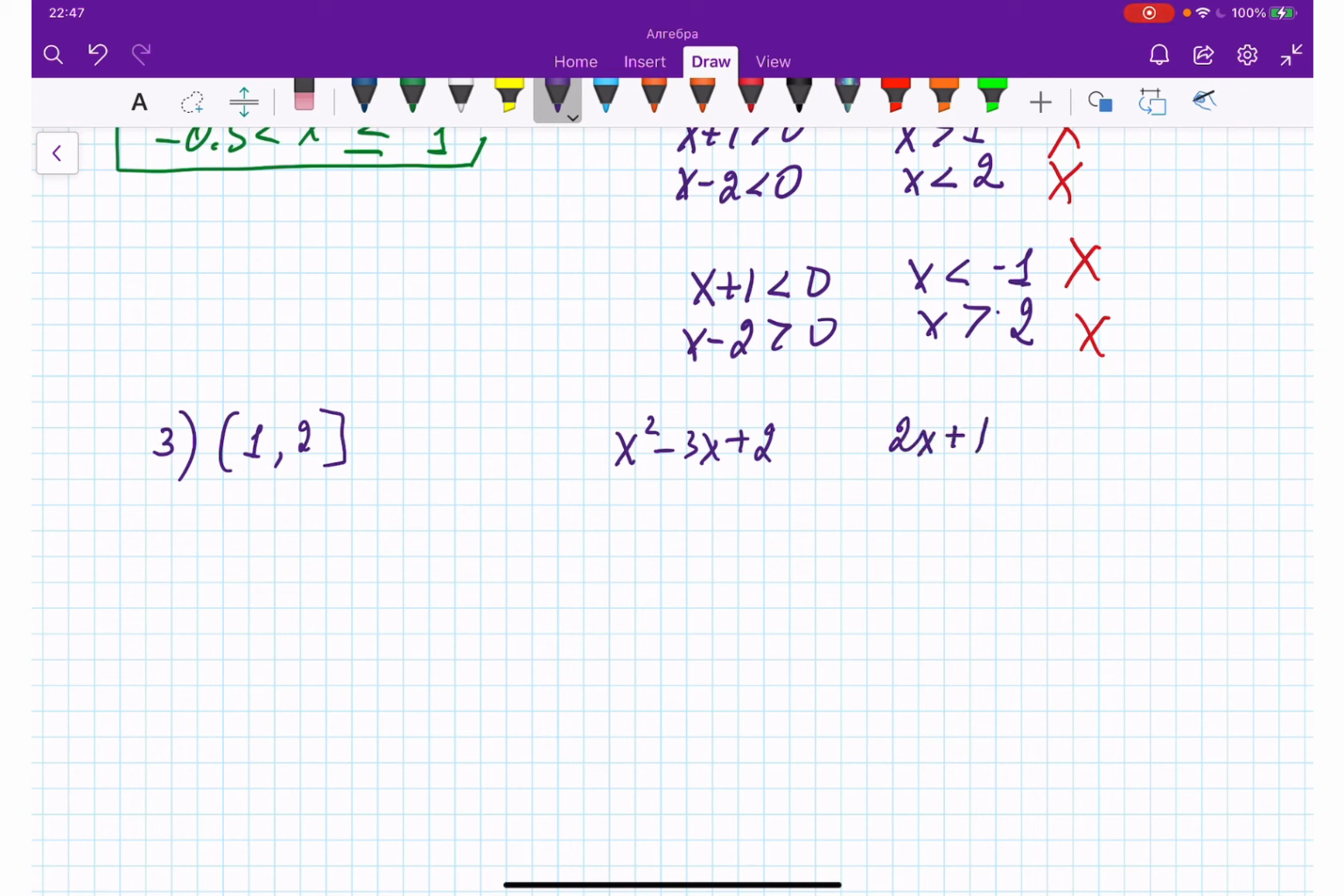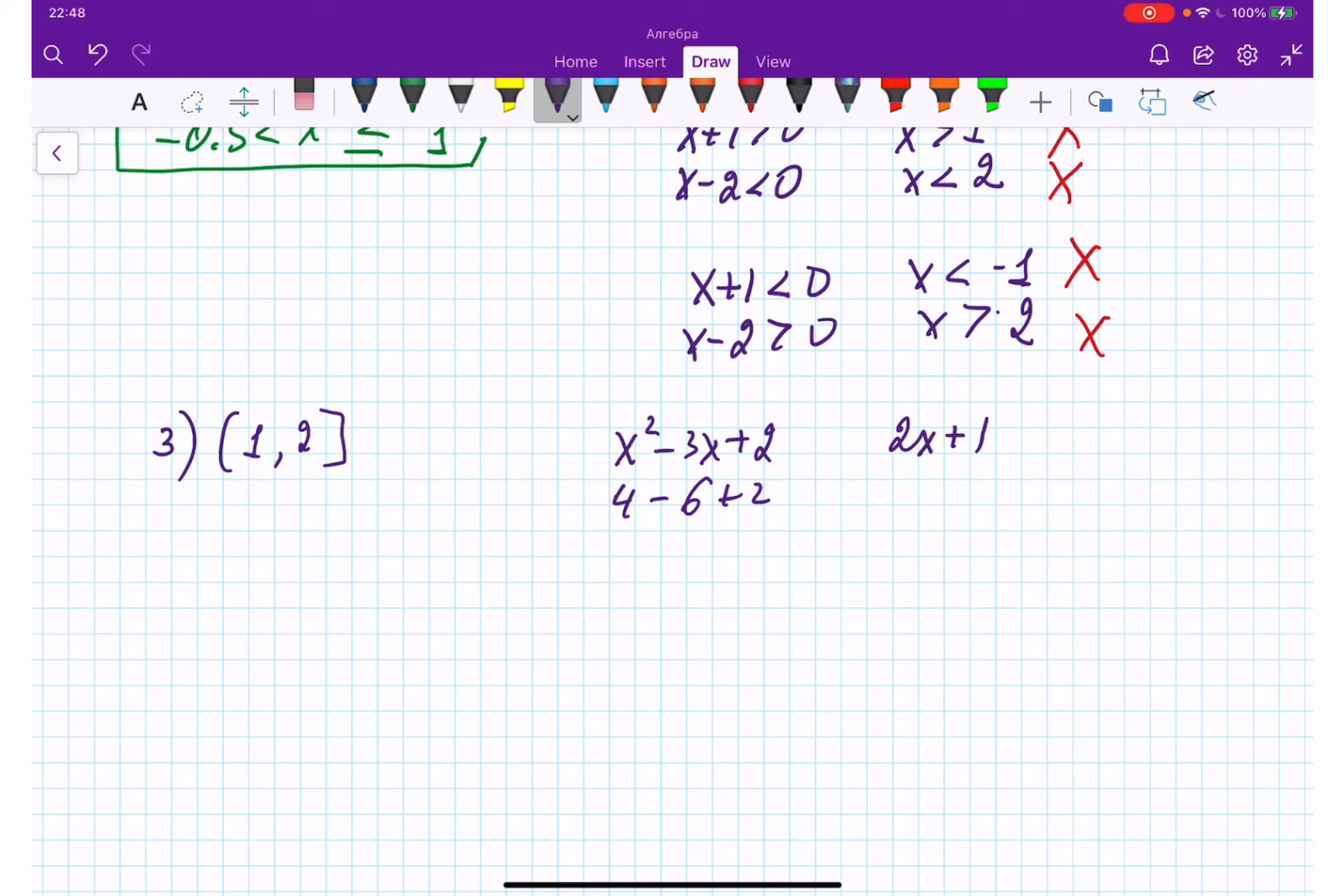I'm getting 1 and 2. Okay, since 2 is also included, I'm going to take 2. I don't want to take 1.5. I'm taking 2 because it's a square bracket. 2 is included, that's going to work. 2 squared is going to be 4, minus 3 times 2 is 6, and plus 2. So 4 minus 6, it's going to be what? Negative 2 plus 2 is 0. Yes?